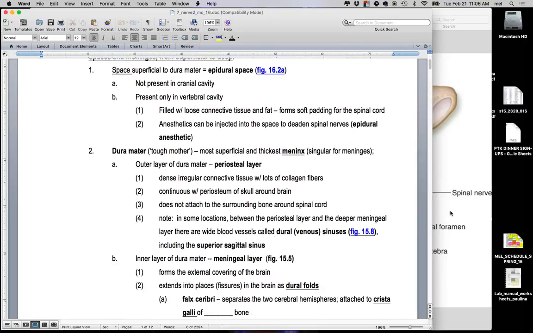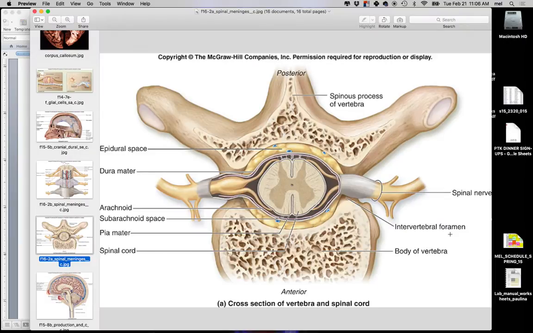So now let's talk, and we'll get back to the layers of the dura mater next time, but let's just briefly talk about the other spaces that exist. Okay, so we've got the epidural space that's superficial to the dura mater, right? And then this space right here, do you see it? This one, right here. It's called the subdural space. There's a bunch of blood vessels that run in there, so you can, for instance, have a subdural hematoma.